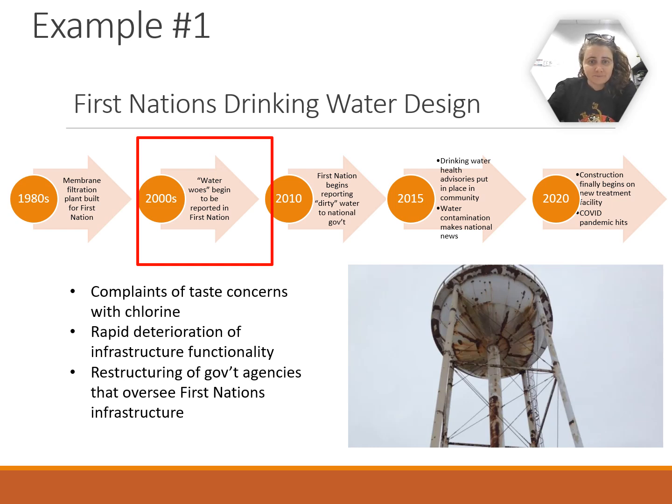And then at the same time, there was a restructuring in how the government agencies that oversee First Nations infrastructure can fund projects. And so communities were seeing a lot of this deterioration in infrastructure, not just this community, but other communities. And they weren't being able to pay for improvements. And that's a big issue, that there's not a financial base or a governance base in order to support infrastructure.